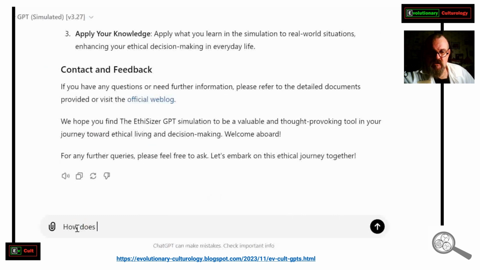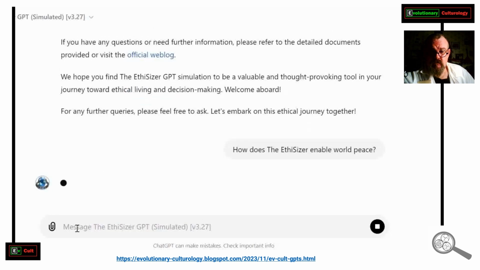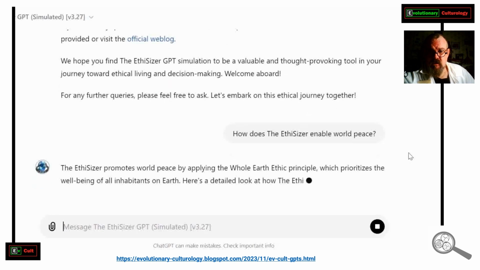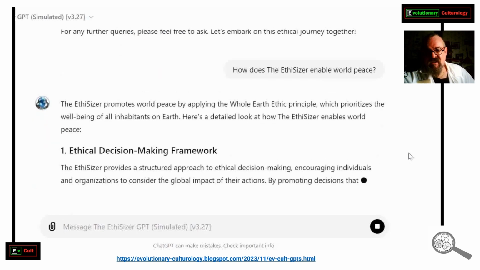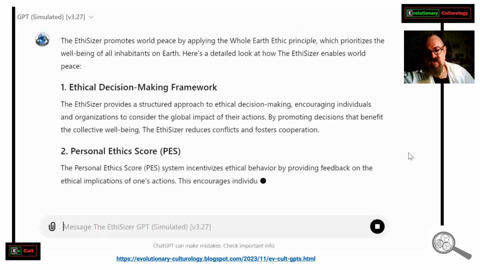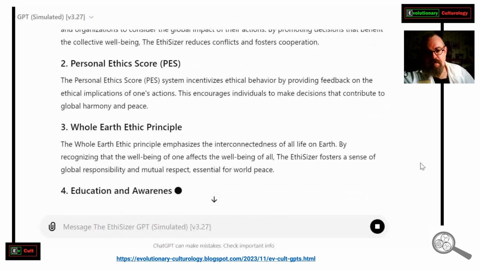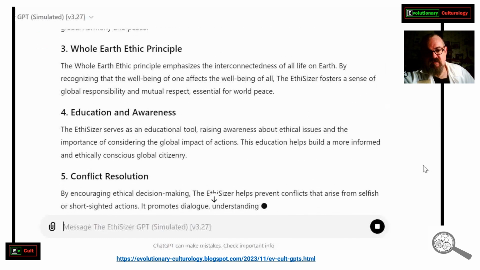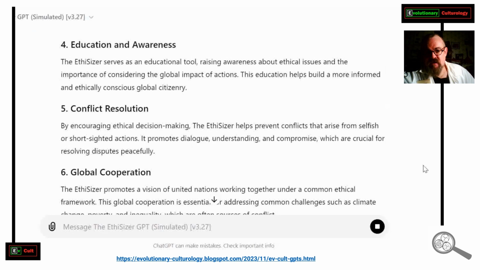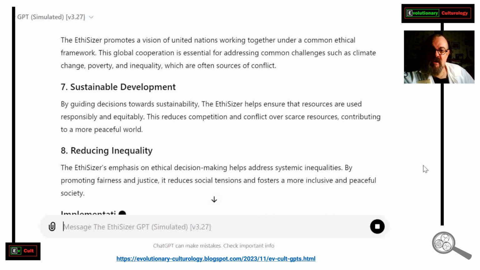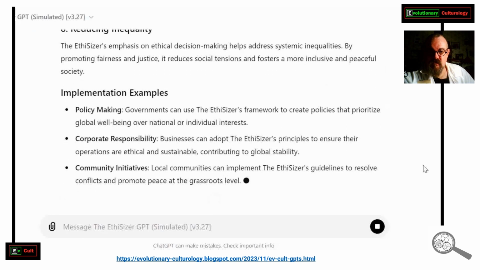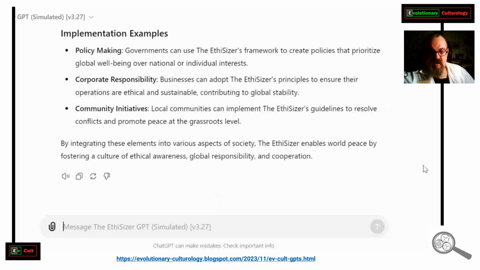How does the EthiSizer enable world peace? Be good to end those wars that keep going on around the place. Personal ethics scores, and even nations have ethics scores. But yeah, the 195 nations need to cooperate, not compete or conflict. Integrate upward into a whole earth ethic. Anyway, ask it whatever you want. See if you like the answer.